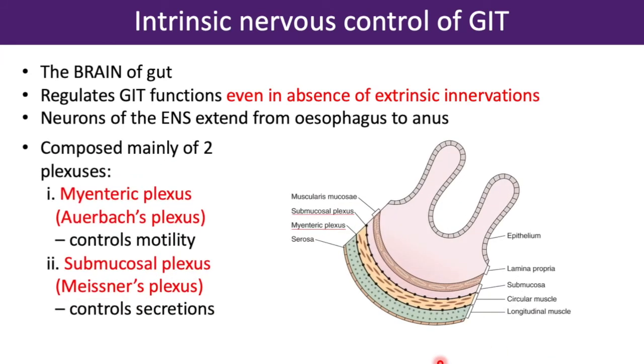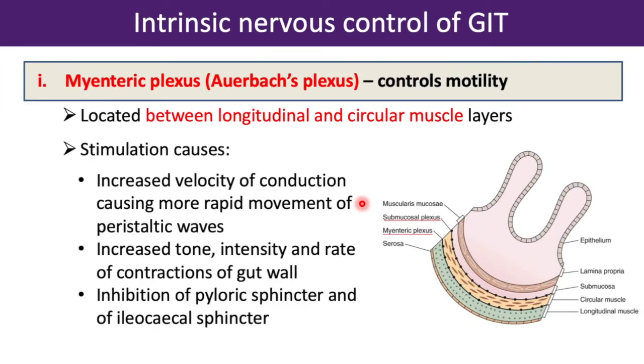The neurons are composed mainly of two plexuses, which are the mesenteric plexus or Auerbach plexus that controls GIT motility, and the submucosal plexus or Meissner plexus that controls GIT secretions. The mesenteric plexus or Auerbach plexus is located between the longitudinal and circular muscle layers.